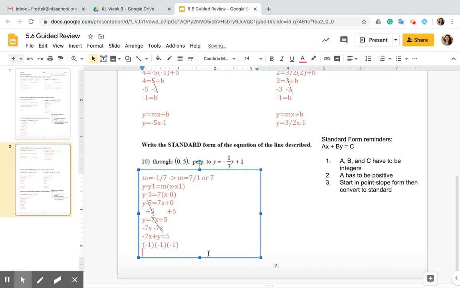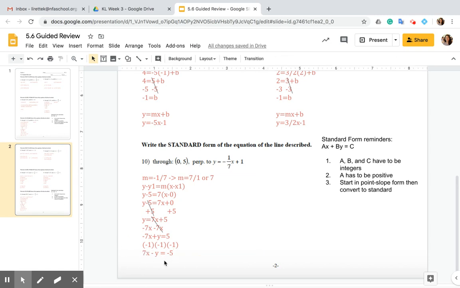All right, first product is going to be positive 7x. Second product is going to change the sign to a negative y. And last product is going to change that positive 5 to a negative 5. There is my final answer. It's in standard form. They're all integers. A is positive, and it's perpendicular to the original equation because I changed the slope to be the opposite reciprocal.